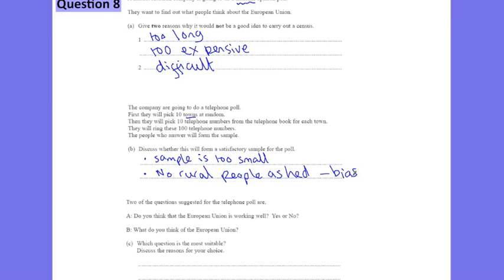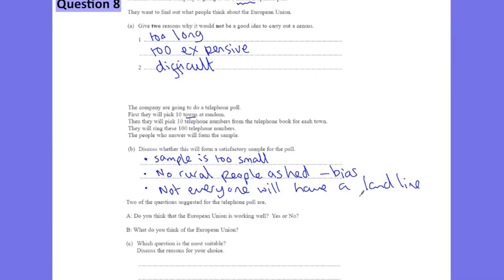Okay. Also, they're going to pick 10 telephone numbers. What if you don't have a telephone number? What if you just have a mobile and you have no landline? Again, this is making it biased. It's only selecting people who have a telephone number. So not everyone will have a landline. Because of this, it means that not everyone has an equal chance of being selected. And therefore, we can say that this will not form a satisfactory sample for the poll.